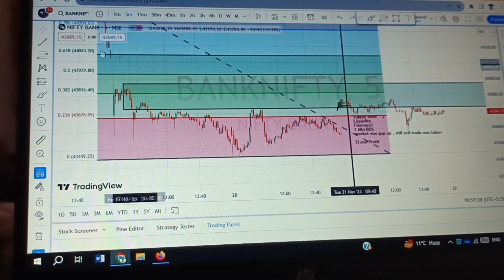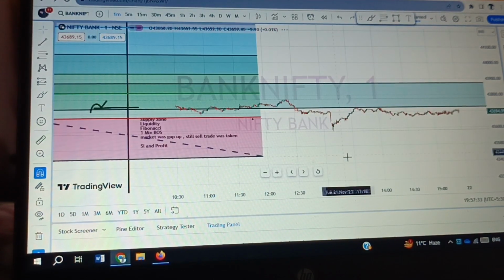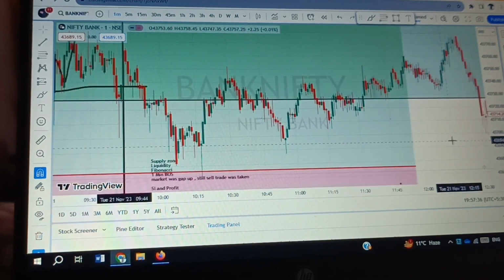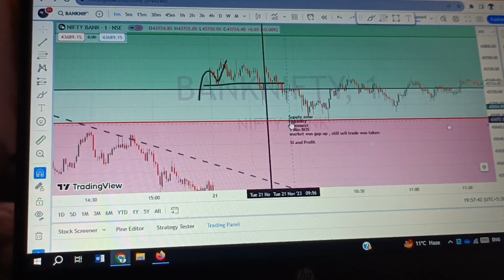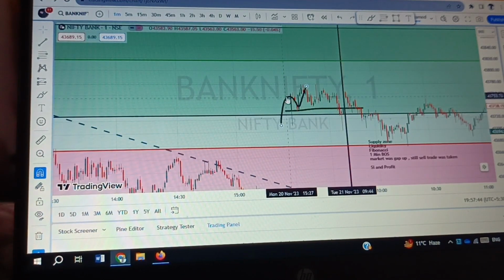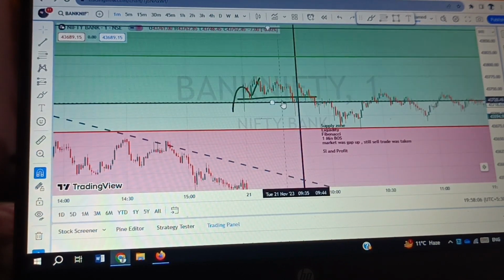Then the 1 minute break of structure. Let us go to the 1 minute chart to understand what this means. Once we go to the 1 minute chart, at 9:43 we took this trade, and as you can see, the price was making higher highs. When the price broke this higher low level, this was another indication that the price wants to go down. Here you can see the price broke the lower levels, which shows that price wants to go down. So that is why I have taken a short trade here.